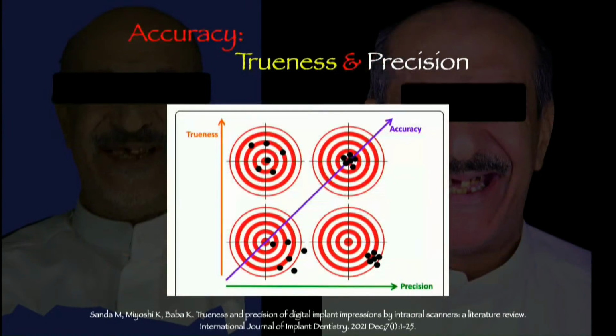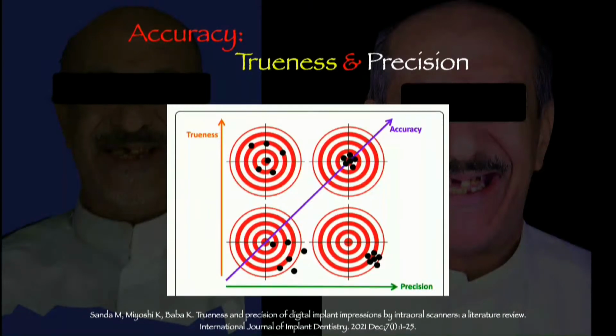Now, to make this a bit more visual, trueness is basically how far is your captured image relative to the original object. In research, we call this validity. Think of this as those black dots. How close are those black dots to the bullseye of that target? Now, precision is basically how reproducible is that image. In literature, we call this reliability, meaning how close are those black dots together?